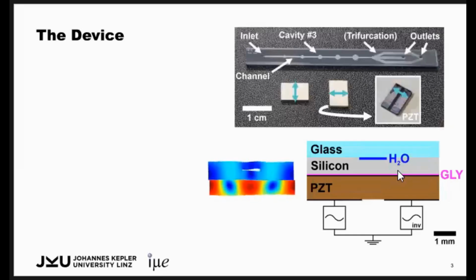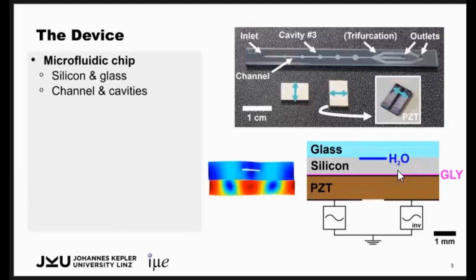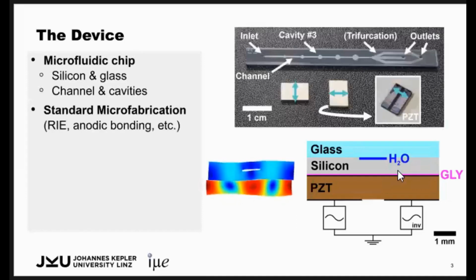Yeah, so my device looks like this. So we have a microfluidic chip made out of silicon and glass, and we made it by standard microfabrication techniques like reactive ion etching and anodic bonding. It contains a channel and 5 cavities with different diameter, so circular cavities. The chip is actuated by 2 piezoelectric transducers here and here, which are attached to the bottom of the chip. And you see the cross section. And we use a thin layer of glycerol as acoustic contact medium.